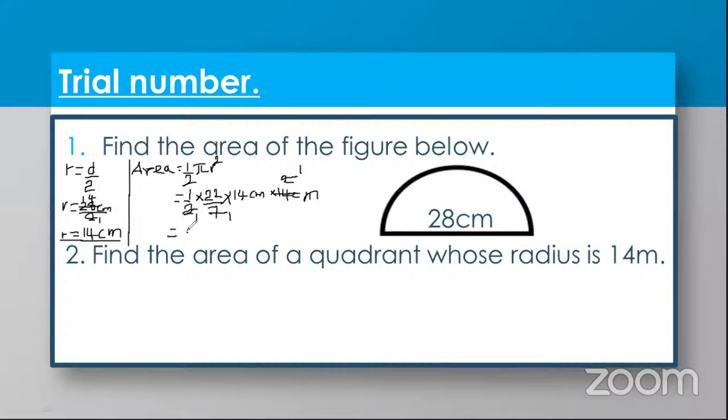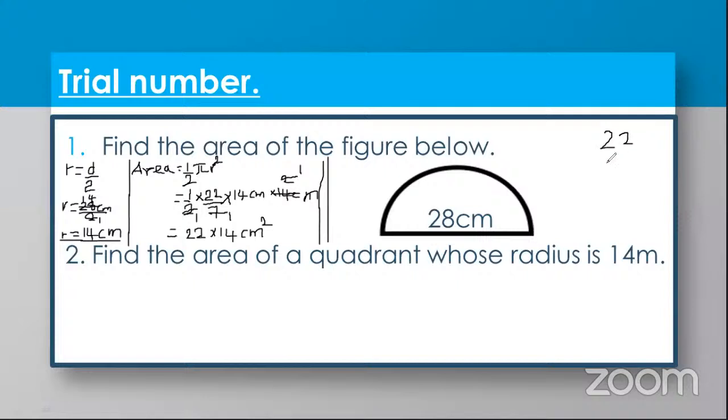Which is equal to 22 times 14 centimeters. Let me multiply this centimeter times this centimeter so that we get centimeter squared here, isn't it? Good. 22 times 14 equals 308 square centimeters.